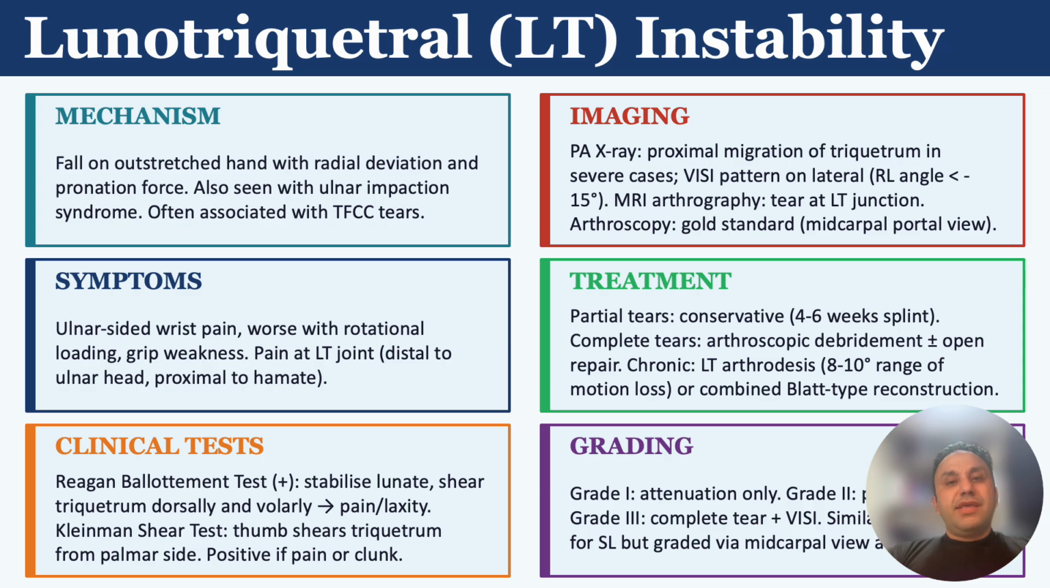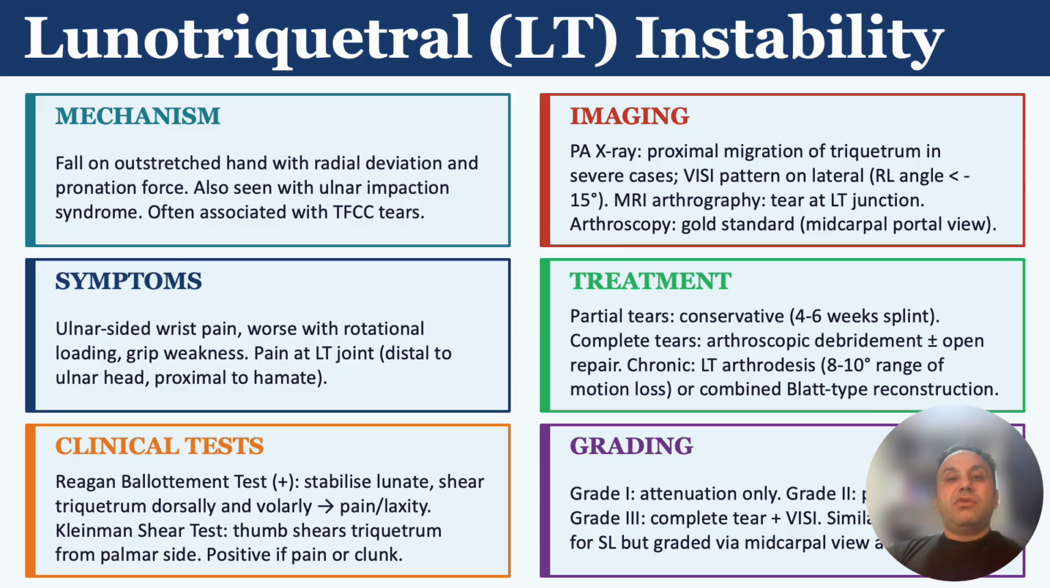Lunotriquetral instability is the second most common carpal instability. It's frequently missed or delayed in diagnosis, and it produces, as we said, a VISI pattern where the lunate goes volarly when complete. The lunotriquetral ligament is a C-shaped ligament, and unlike the scapholunate ligament, the palmar portion is strongest, and it is stabilized secondarily by the ulnocarpal ligament, the dorsal radiocarpal ligament, the dorsal intercarpal ligament, and also for an outstretched hand, but the risk here will be extension and radial deviation with pronation.